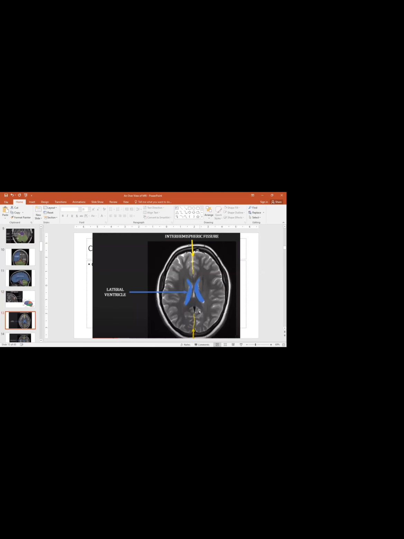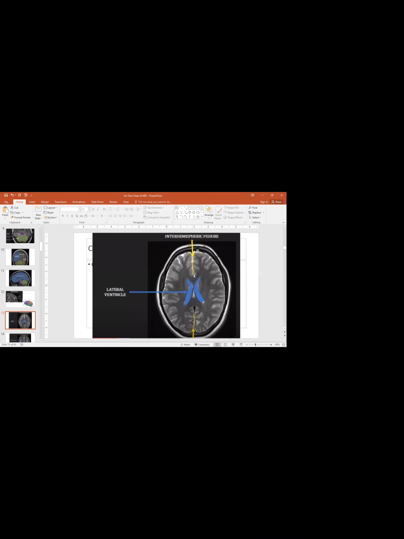Now coming forward, we see that this is an axial section of the brain of an adult patient, and the bone is around, the subcutaneous tissue is around the bone. And then these are the meninges, and this is the brain substance. And the two hemispheres, there is this fissure-like structure in between, and we call it interhemispheric fissure.